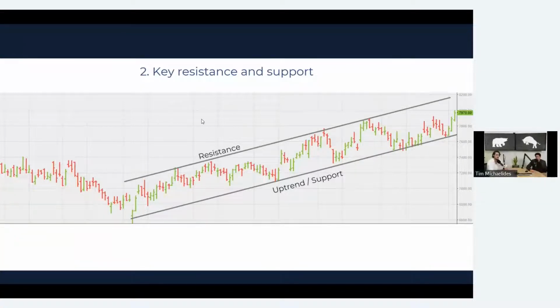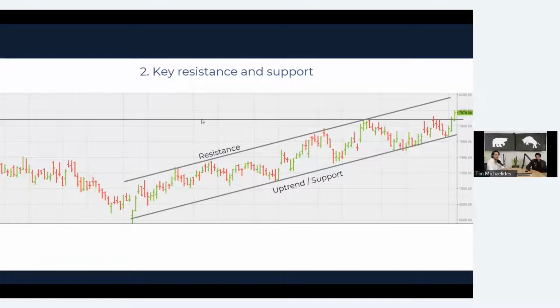So we want to draw points where the market has turned around, right? So for example, here, you can see that when the share price has gotten to that particular point, it has turned around at least twice in the past. And so it's good to identify these points where the share price turns around, because if it gets there in the future, then there's a chance that it happens again, right?